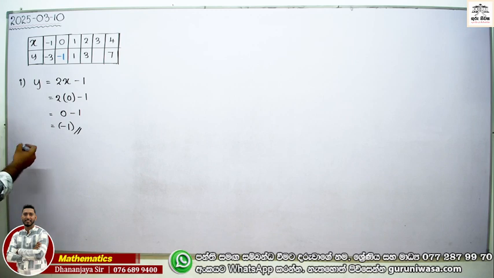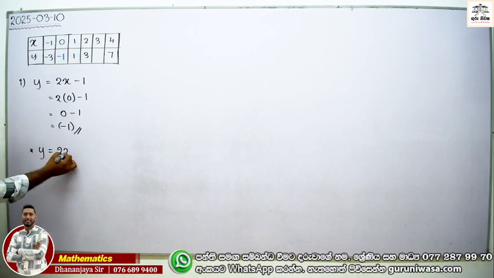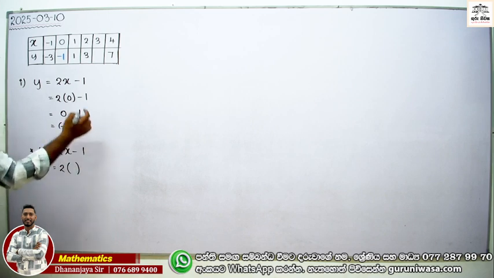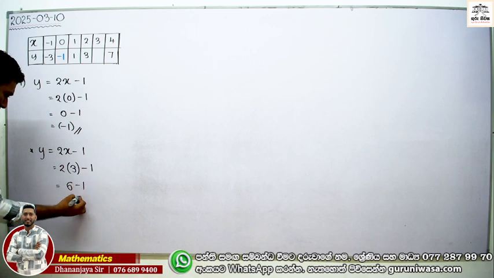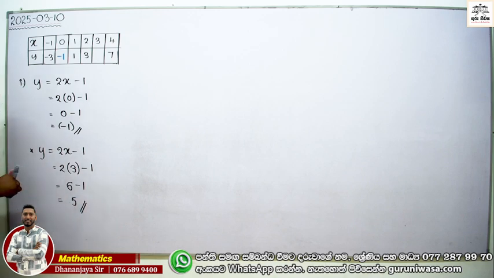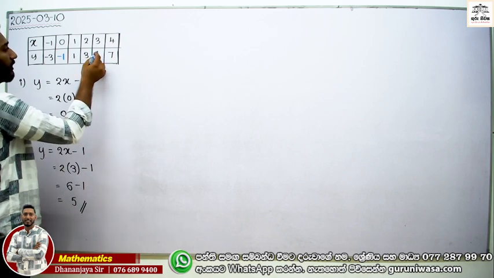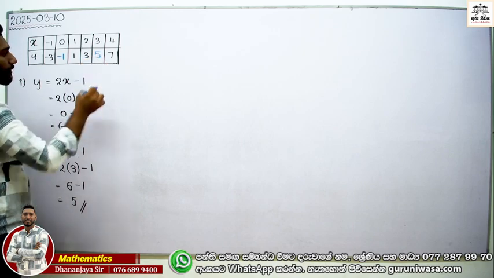And how to find the answer for the second one? එක හොයන්න කොහමද? y equals 2x minus 1. You need to substitute 3 for x. 2 times 3 is 6, minus 1, becomes 6 minus 1 is 5. And this is a suitable answer for here, 5, right?